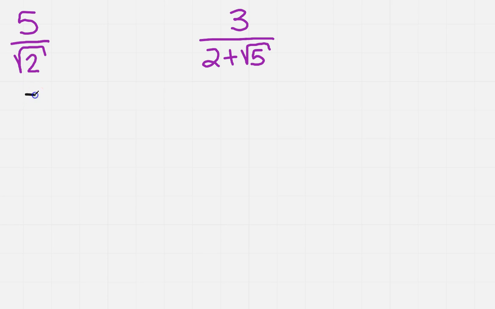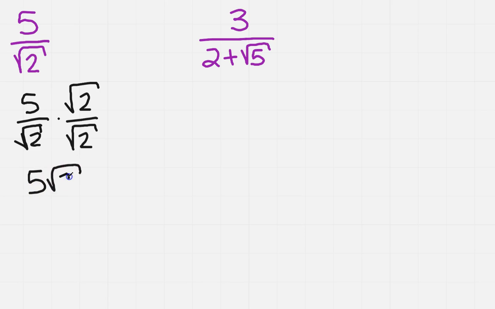So the easiest way to do that is to multiply by what you see in the bottom down here for the basic type. So the bottom is the square root of 2, so I'm going to multiply the top and the bottom by the square root of 2. So that's going to give me 5 square root of 2, and the square root of 2 times the square root of 2 is just going to be 2.